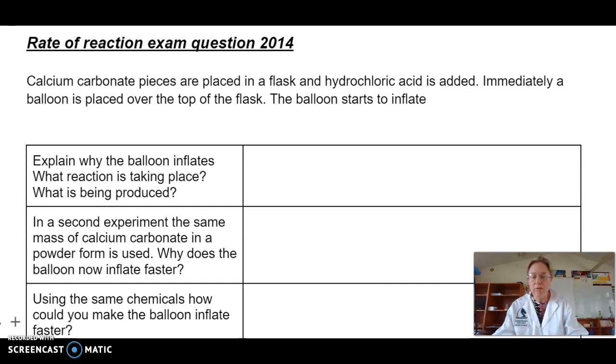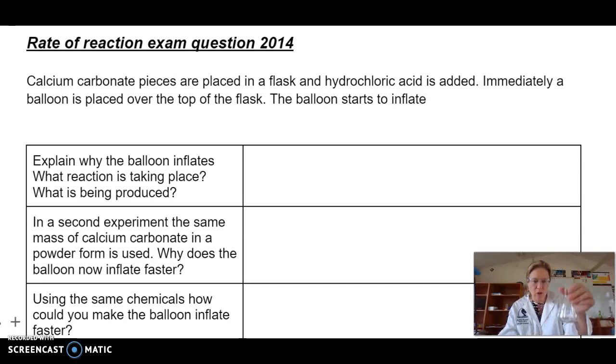We're going to take a look at a rate of reaction exam question from 2014. The question is about calcium carbonate being placed in a flask and hydrochloric acid being added. Then the person put a balloon over the top of the flask and the balloon starts to inflate. So the first thing that we've got to have a look at is what reaction is actually happening.